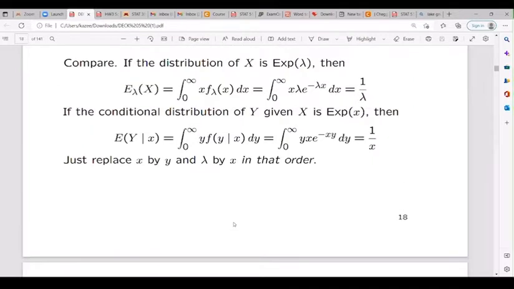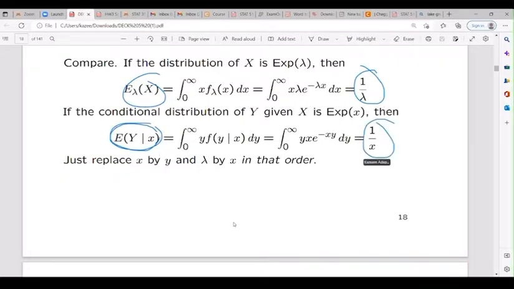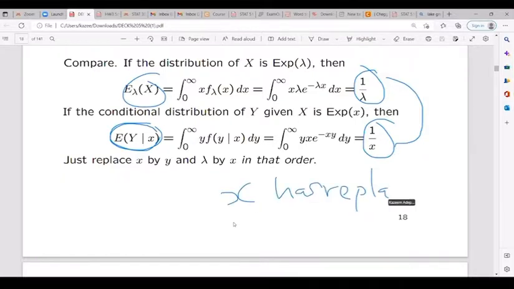And if this is 1 over lambda, the expected value of y given x is going to be 1 over x. What has happened? x has replaced lambda. Look at that: x has replaced lambda instead of 1 over lambda. That's going to give you 1 over x. So take note of that.